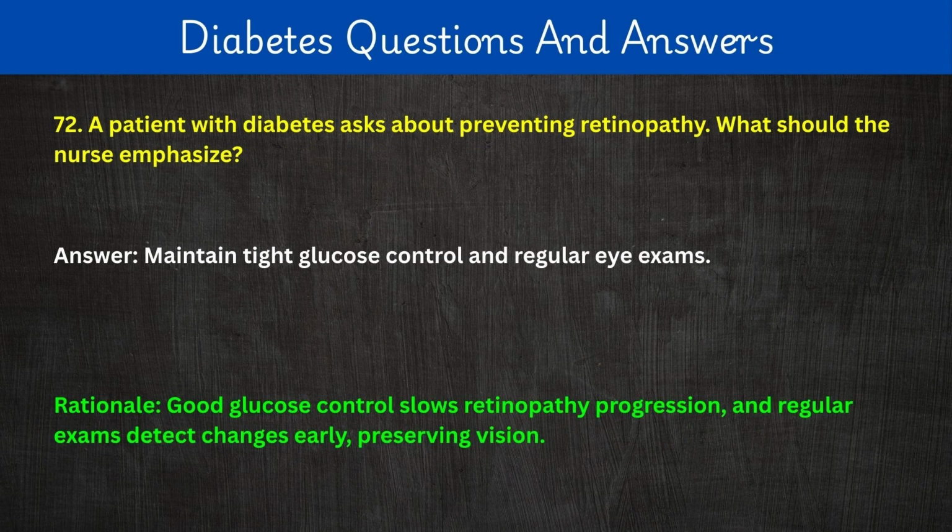72. A patient with diabetes asks about preventing retinopathy. What should the nurse emphasize? Answer: Maintain tight glucose control and regular eye exams. Rationale: Good glucose control slows retinopathy progression, and regular exams detect changes early, preserving vision.